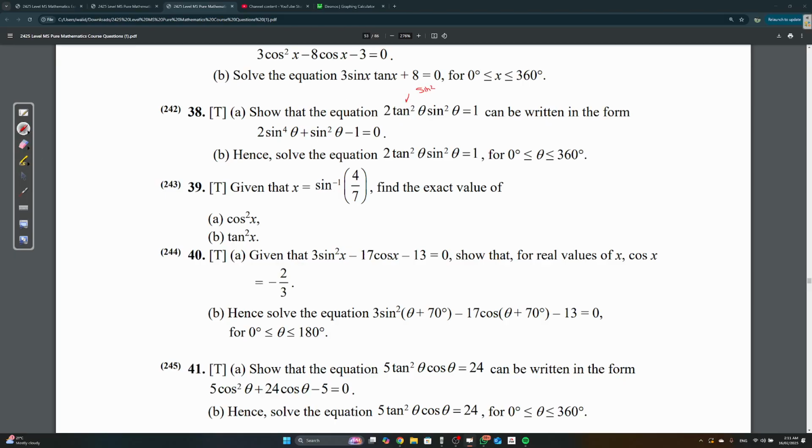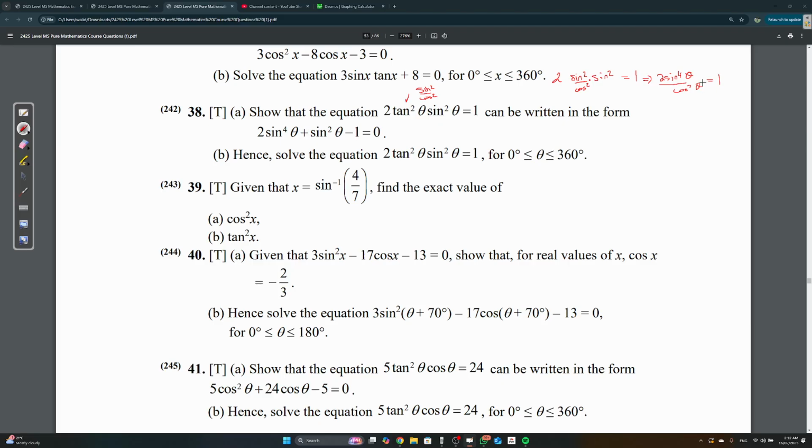as sine squared over cosine squared. Okay, so you can get 2 sine squared over cosine squared. I'm not going to write theta because I don't want to. In the exam, please write theta. I'm just not in the mood to waste time. Anyway, this becomes 2 sine power 4, you know, I'll write the theta, over cosine squared theta is equal to 1.